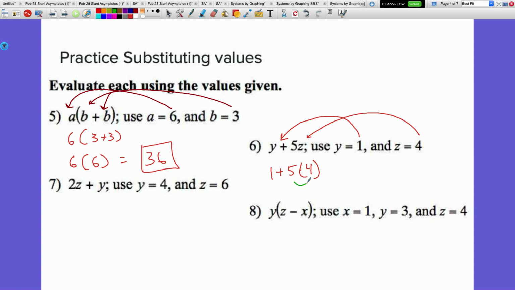All right, in PEMDAS, I'm going to do that multiplication first and get 1 plus 20, and now I can finish the addition and get 21.